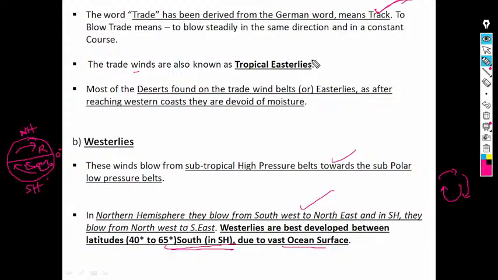The trade winds are also known as the tropical easterlies. Most of the deserts are found in the trade wind belts, or easterlies, as after reaching the western coast they are devoid of moisture. Basically, moisture devoid here.